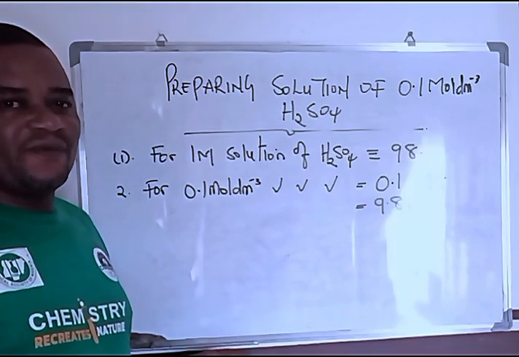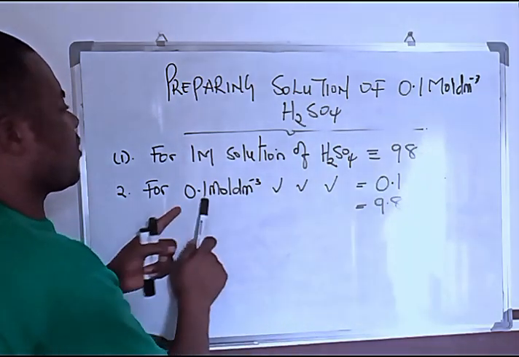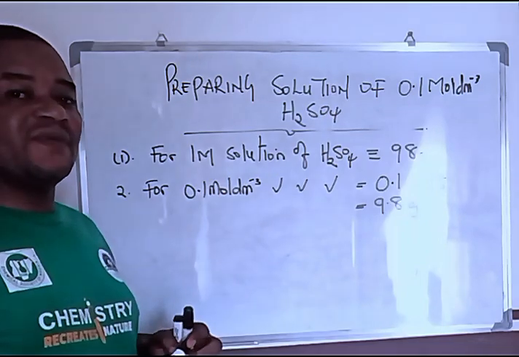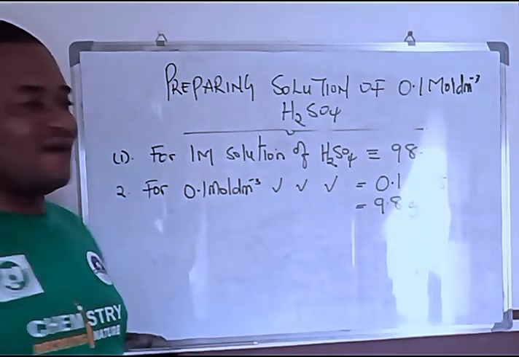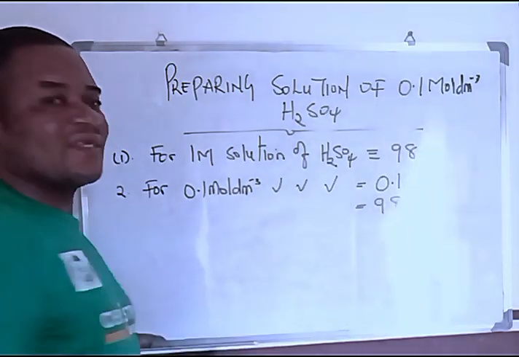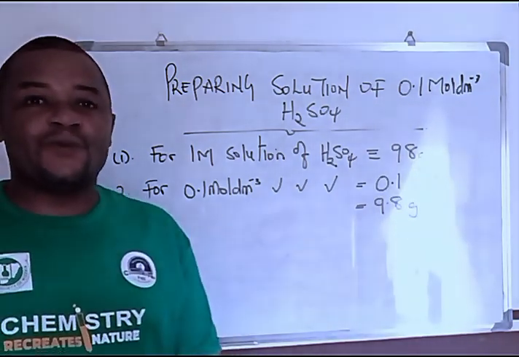It would have been simple for you to just use 9.8, which is the equivalent of 0.1 mole per dm cube, to just prepare your standard solution. But it doesn't work that way. This is because this value is in grams. Grams is not a measurement for volume.